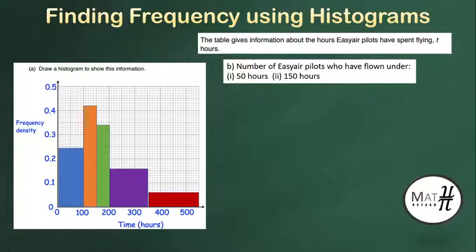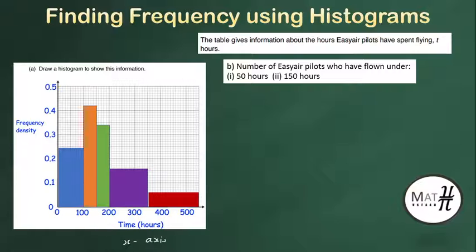Today we'll be finding the frequency using histograms, and the question says the table gives us information about the hours easy air pilots have spent flying, so that's on your x-axis, all the pilots' times that they've been flying, and on the y-axis you have the frequency density, as you can see. It says find the number of easy air pilots that flew under 50 hours.